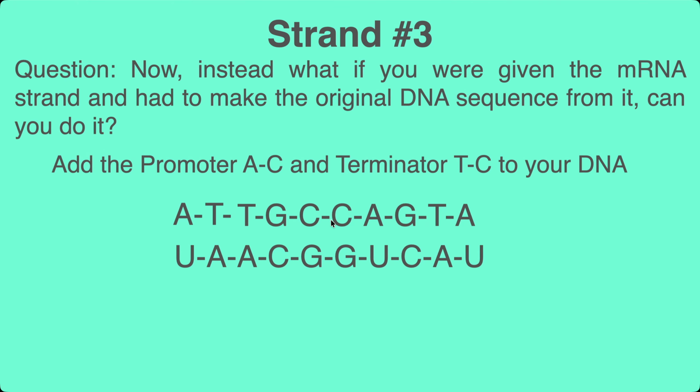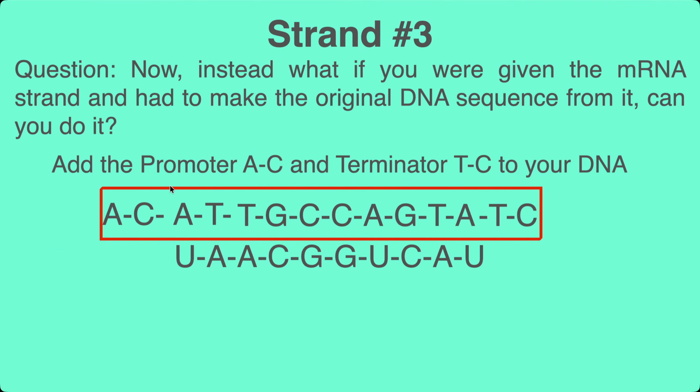And so now I have my original strand of DNA, but it says to add our promoter and our terminator. So I'm going to add my promoter AC, add my terminator TC, and now technically I have my original strand of DNA that coded for this piece of mRNA.